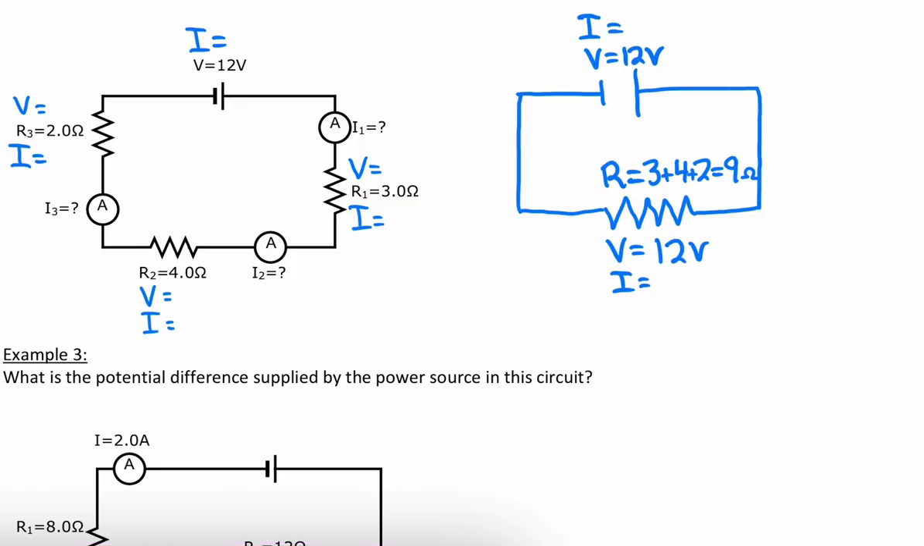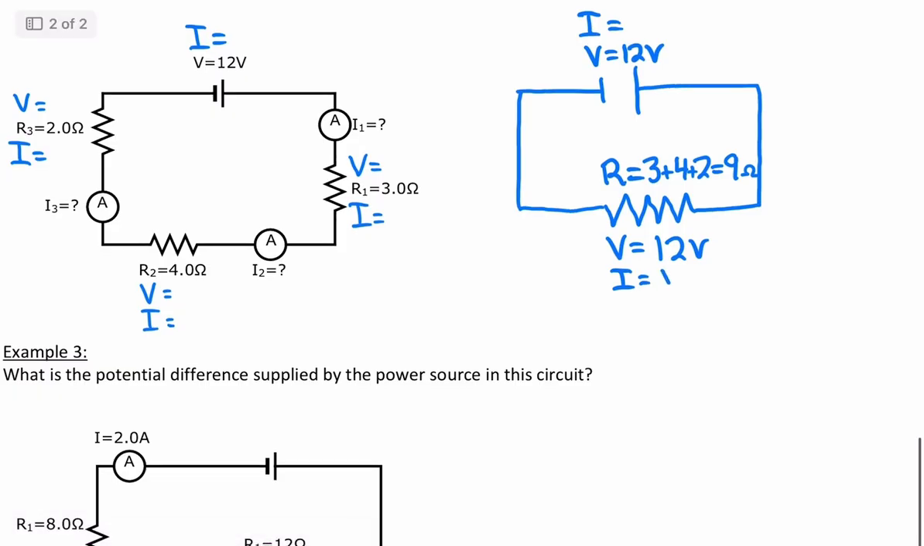And now, because I know 2 out of 3 things at this resistor, I can use Ohm's law to find I. So I is going to be V divided by R, or 12 divided by 9, or 1.3 repeating amps. And because there's only one path for current to take, if I've got 1.3 amps down there, I'm going to have 1.3 repeating amps up here at the power supply.